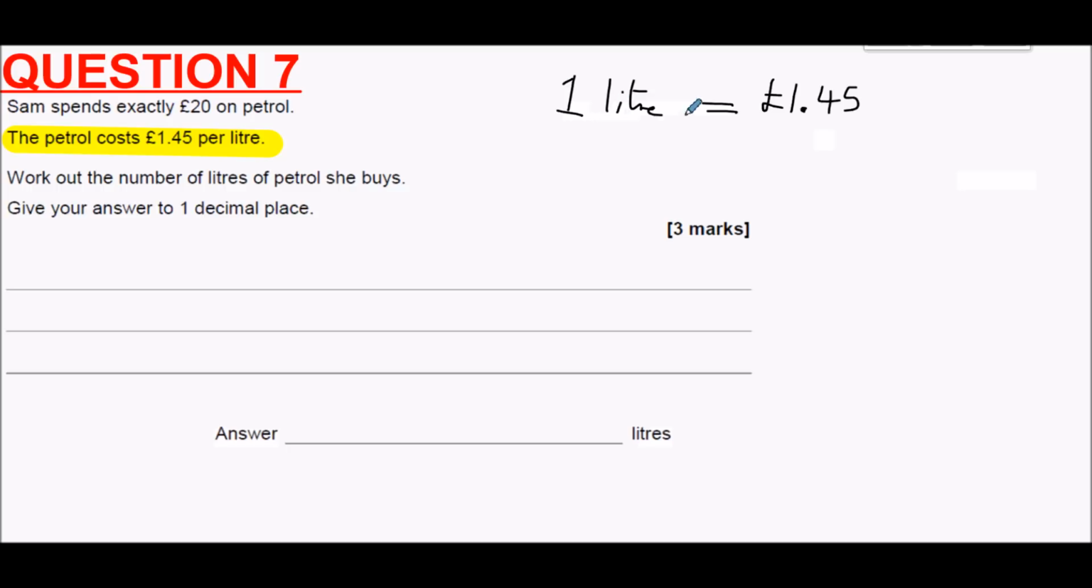So the number that isn't 1 in this case is 1.45. So to change from litres to the cost, we're going from a small number to a big number, so we'd multiply by 1.45. Going the other way around, from the cost to how many litres it would be, we'd take the cost and divide by 1.45.